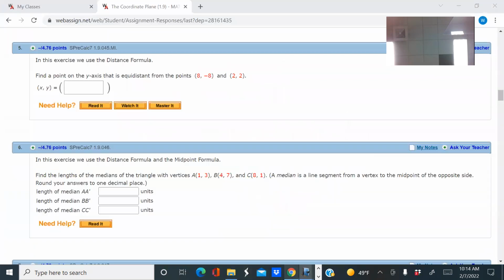All right, let's look now at the second one. So this says use the distance formula and the midpoint formula. Let's see if we need them both. So it says find the lengths of the medians of a triangle that has vertices at those 3 given points. But now it's going to tell you what a median is. So it says a median is a line segment from a vertex of the triangle to the midpoint of the opposite side. That's obscured there, but that's what a median is, right? It's a line segment from the vertex of a triangle to the midpoint of the opposite side.